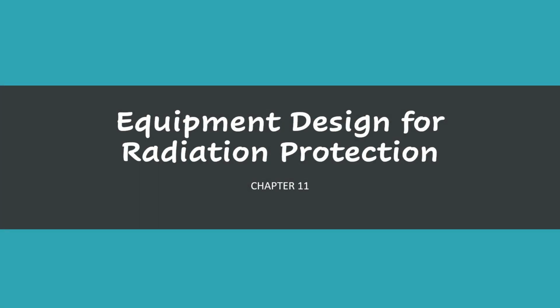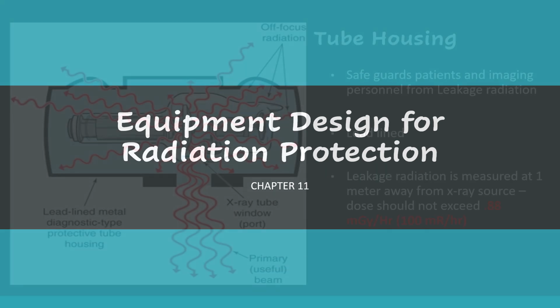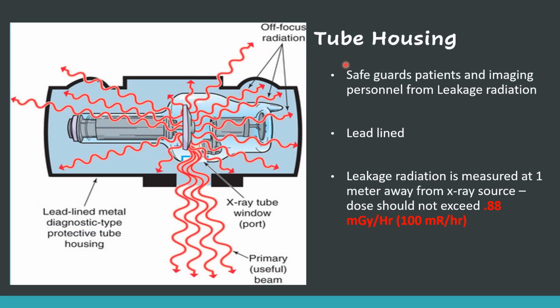All right, class. This is Chapter 11, Equipment Design for Radiation Protection. Here we have the tube housing, off-focus radiation coming out from the tube, safeguards patient and imaging personnel from leakage radiation. It is lead lined. Leakage radiation is measured at 1 meter away from the X-ray source. Dose should not exceed 0.8 milligrays an hour or 100 milliroentgens an hour.